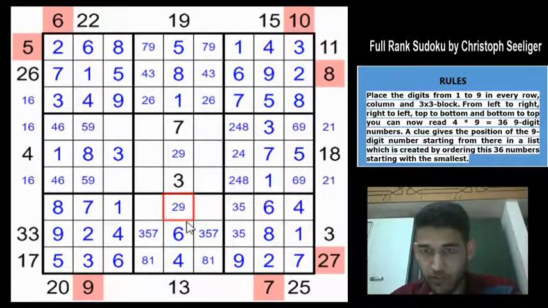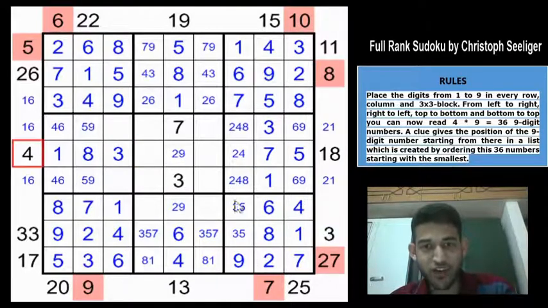Now what do we need to find? The fourth clue is 183. It is having 3 filled in digits. Okay, look at this 3 and 4, guys.